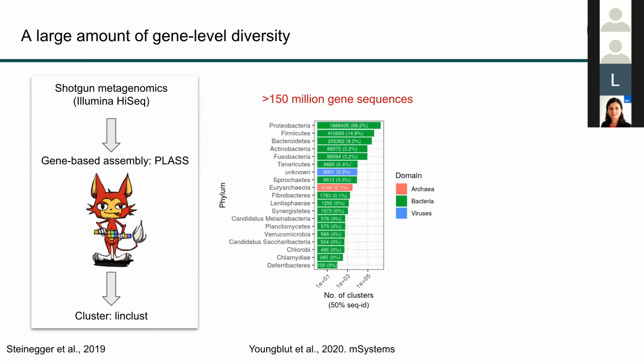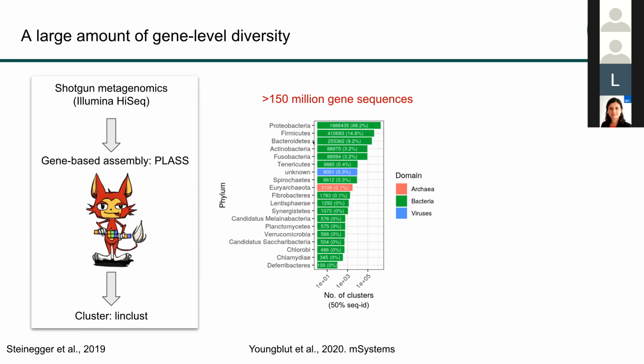So I applied this approach to the entire animal gut metagenome dataset and generated a dataset of over 150 million non-redundant gene sequences. Just as a reference, other studies of, say, pig gut gene collections or chicken gut gene collections, they range on the order of 5 to 10 million. So quite a bit more gene sequences generated here.